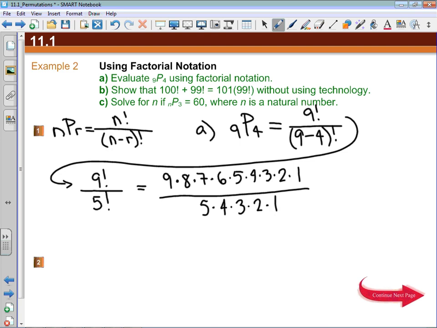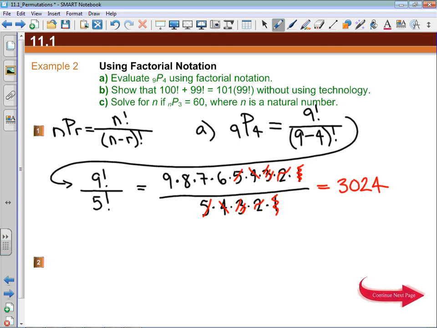And at this point, students will typically see, okay, so the 5 cancels, it's a common factor. The 4 cancels, the 3 cancels, the 2 cancels, just trying to use different symbols to show that. And then finally, the 1 cancels. And we get 9 times 8 times 7 times 6, which is equal to 3024. Right? That's a very algebraic way of doing that.